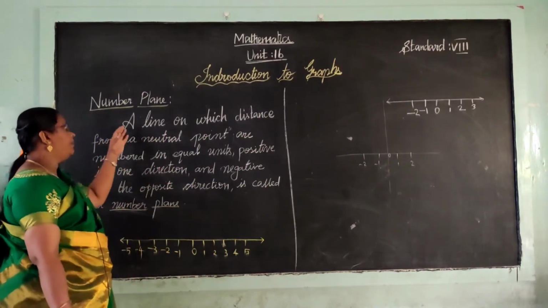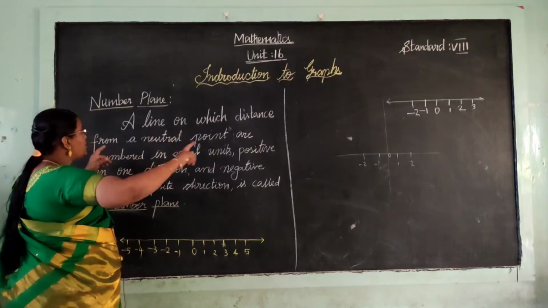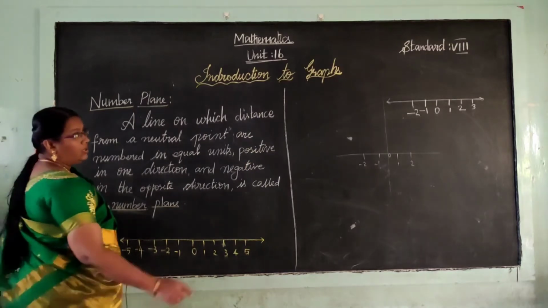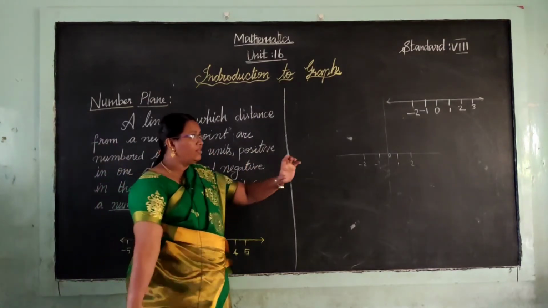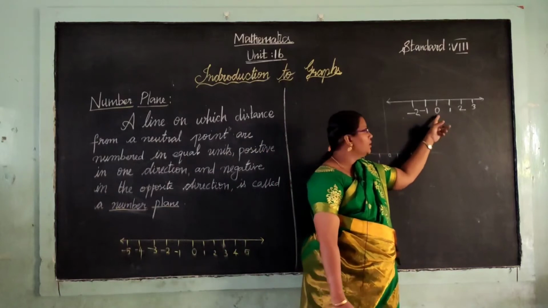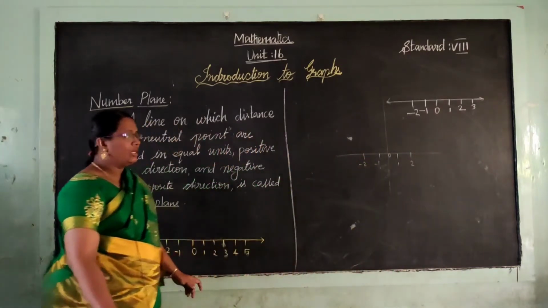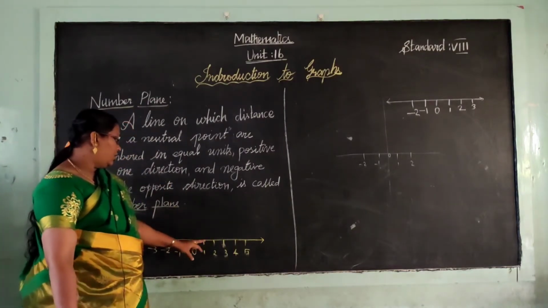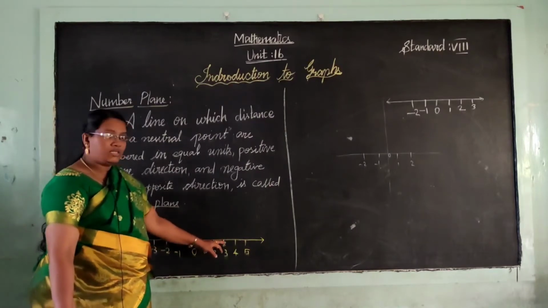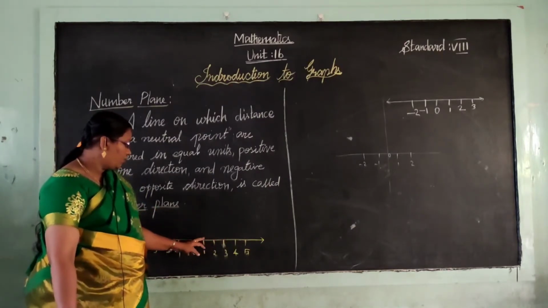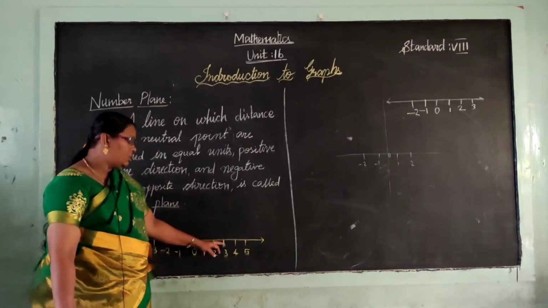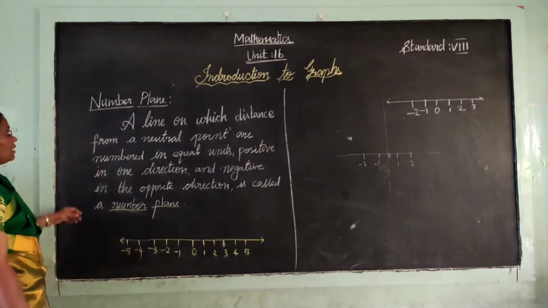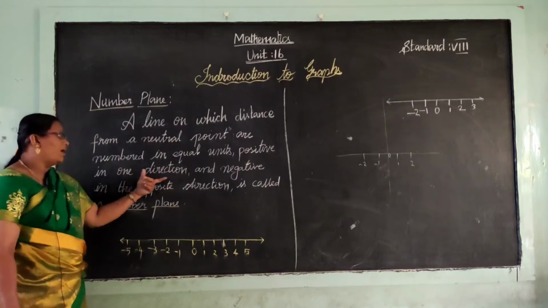So what is meant by number plane? A line on which distance from a neutral point. What is meant by neutral point? Which one? Origin. The number 0 is called the neutral. Okay, from the neutral point, numbered in equal units, each having the equal units. So 1 unit from this to this, 1 unit, 2 to this, 1 unit, this one to this one also 1 unit. Okay, so equal units, positive in one direction.